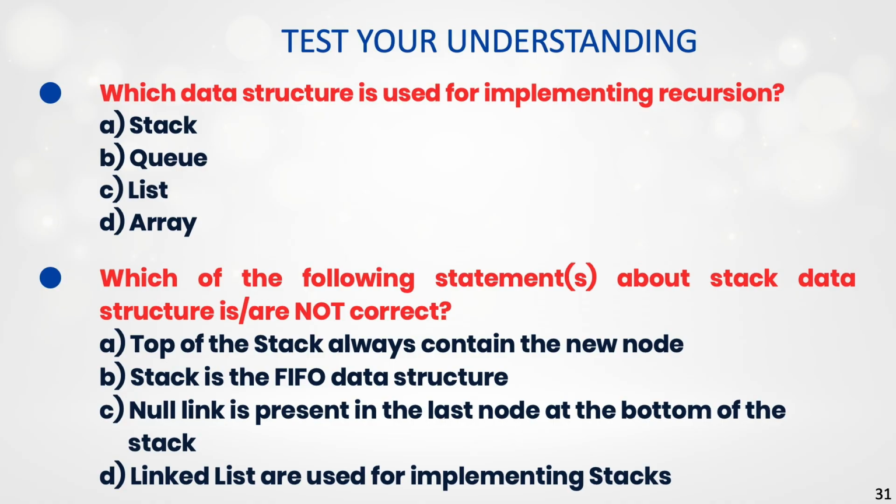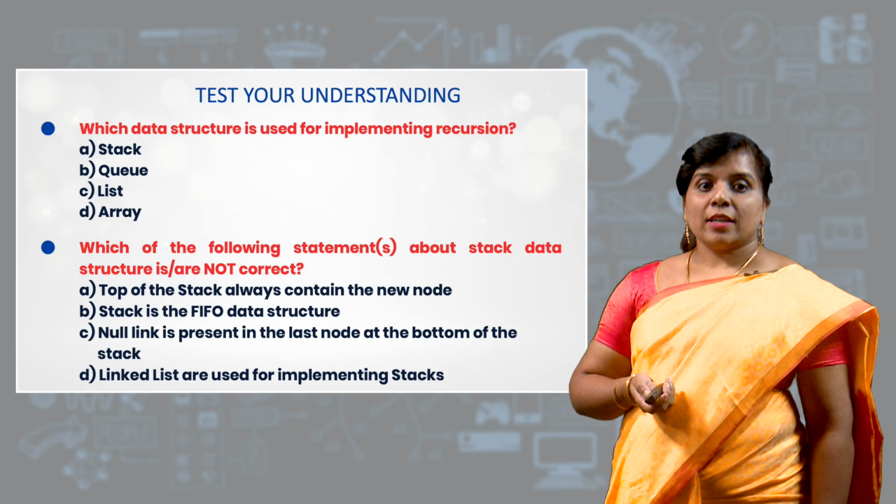And the fifth question is, which data structure can be used for implementing recursion? Ultimately, stack is the data structure which we use for recursion. And the sixth question is, which of the following statements about stack data structure is incorrect? So, here top of stack always contains the new node, that is true because you know it is a LIFO list. Stack is a FIFO data structure, which is false, you know very well. Queue is a FIFO data structure. So, the answer for this question is option B.